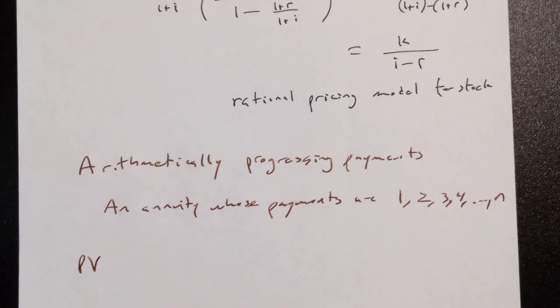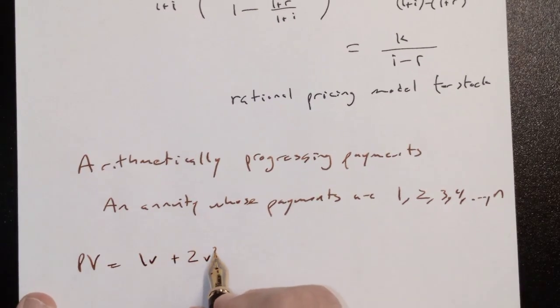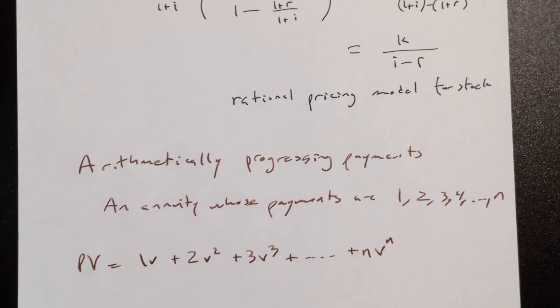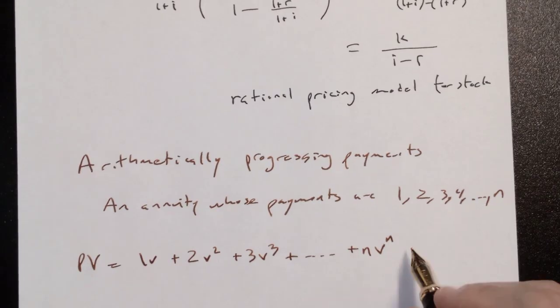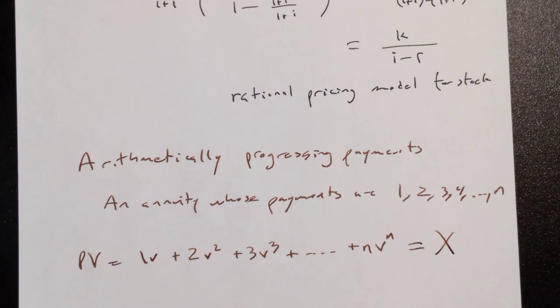Well, the present value of the first one is 1v. The present value of the second payment is 2v squared, then 3v cubed, all the way up to nv to the n. I don't like this. This is gross. I don't know what this number is. Let's give it a name, x. This is not a geometric sum.